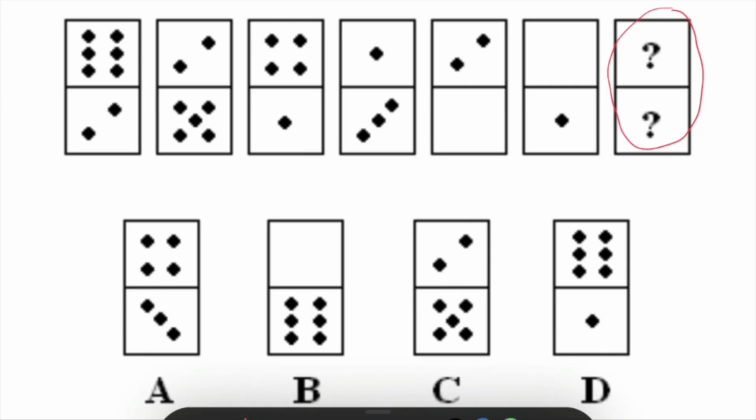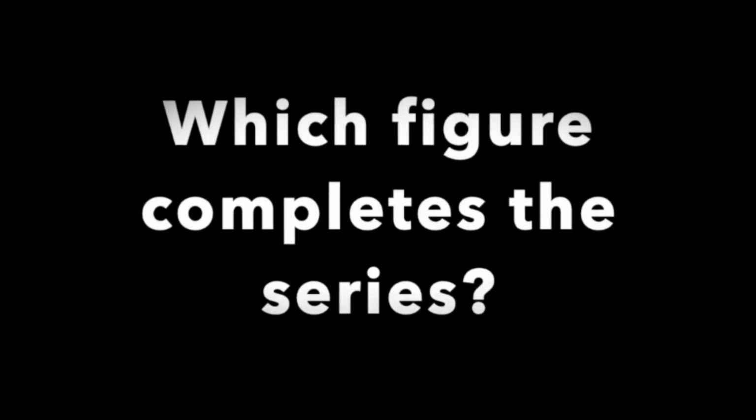First, we have here 6 2, 2 5, 4 1, 0 3, 2 blank, 0. I can find a sequence here: 6, 5, 4, 3, 2, 1. So I expect there is a blank. So C is not, D is not, A is not, B is the right answer here.